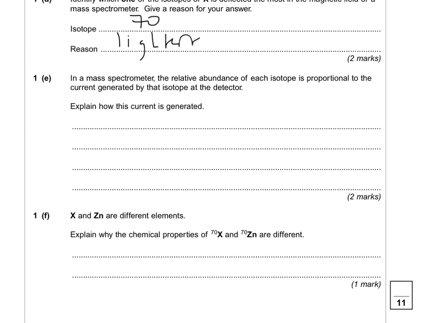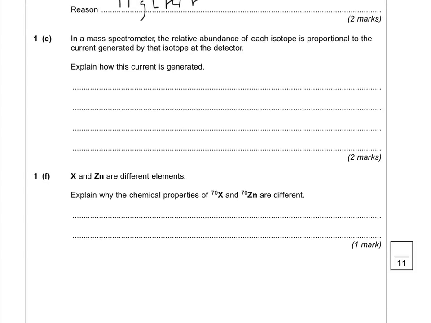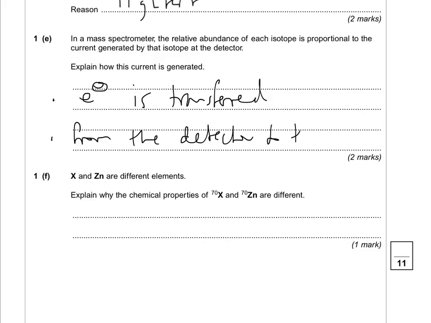In a mass spectrometer, the relative abundance of each isotope is proportional to the current generated by that isotope at the detector. Explain how this current is generated. So, it's the idea that an electron is transferred. So you get your 1 mark, and then just saying where it goes from. So from the detector to the ion. Okay, and because of that, that causes an electron flow.